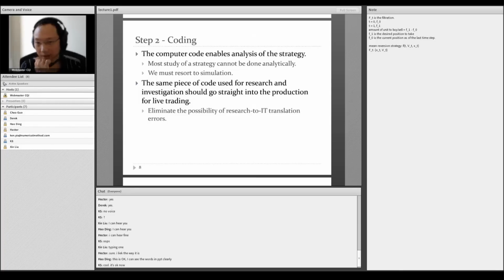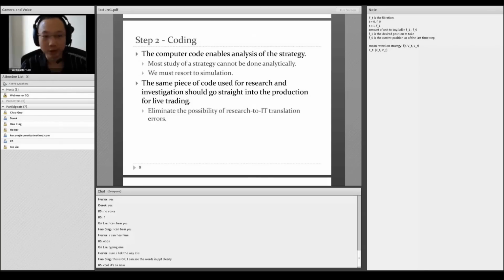I mentioned briefly the advantage of having the software, or the source code, for the strategy. Number one, most strategies, the complicated ones or even the not-so-complicated ones, you cannot really analyze analytically. Very often we have to do computer simulations, like Monte Carlo simulations, to compute, for example, the historical P&L, or even the future P&L distribution.